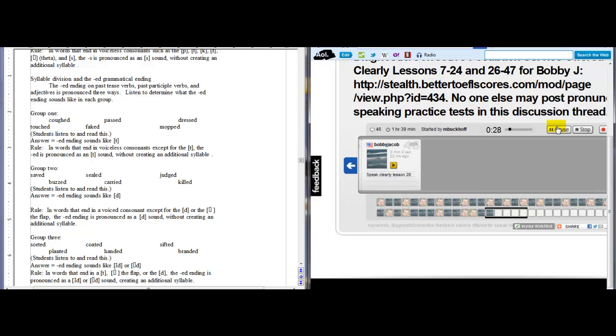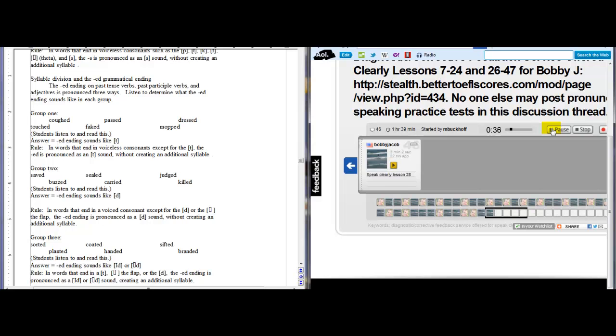Touched, faked. Now this word you had some trouble with. It almost sounded like you said catched, but touched. Mopped. Good.